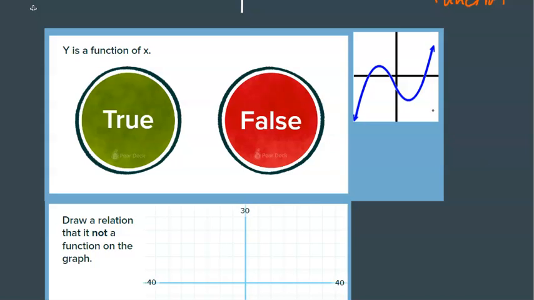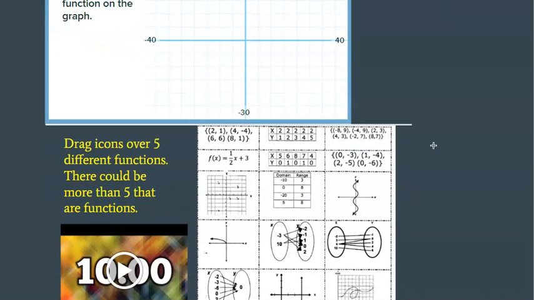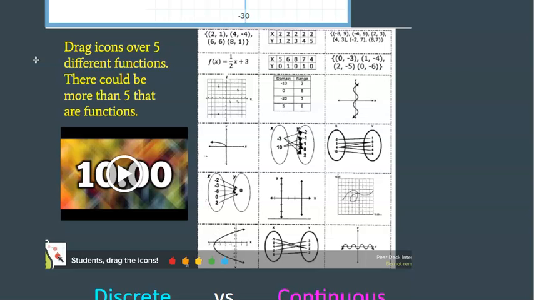How about this one? Y is a function of x. Is this a function? True or false? On this slide, draw a relation that is not a function on this graph. What is something that would fail the vertical line test? Draw it right here. Explore this slide. Drag the icons over relations that are functions. There could be more than 5 that are functions.